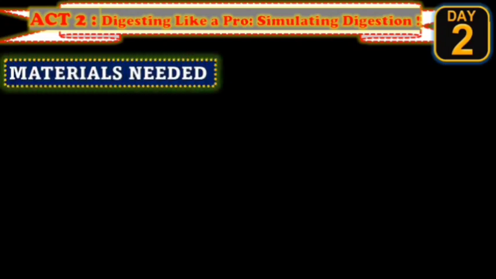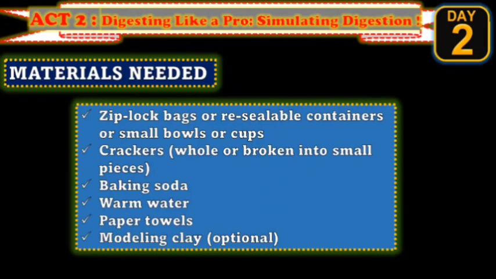So let's now proceed to our activity 2, which is digesting like a pro, simulating digestion. The materials needed in this activity are the following: Ziploc bags or resealable containers or small bowls or cups, crackers, these are whole or broken into small pieces, baking soda, warm water, paper towels, and modeling clay.